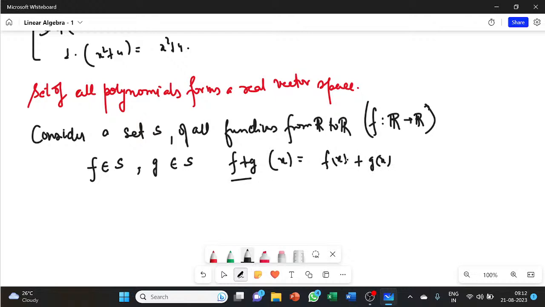The addition of functions f plus g is simply adding the two functions independently. That is, f plus g is given by f(x) plus g(x), and this is called the pointwise addition of functions.